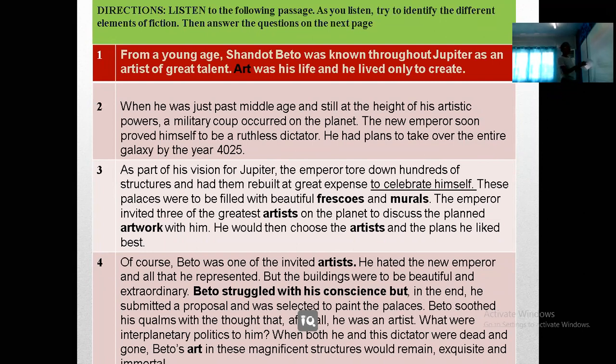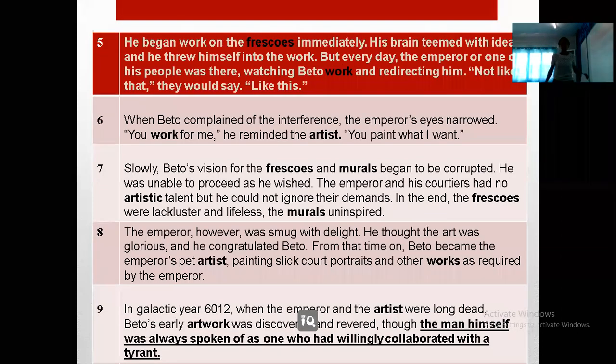immortal. Pay attention to the underlined and to some of the words that I've highlighted or bolded for you. Take note of them.